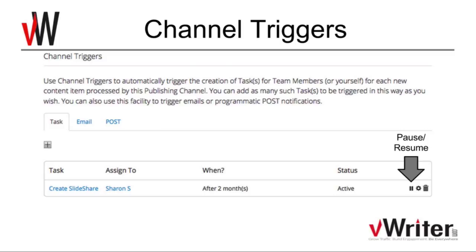You'll see the icons on the right-hand side. You can pause a task at any time, so there may be a time where you don't want it to run for whatever reason, so you can pause and resume really easily from there, and it will just stop those tasks being assigned. If you want to edit the settings at any time, it's the usual cog icon for that, and of course the ability to delete a task as well.